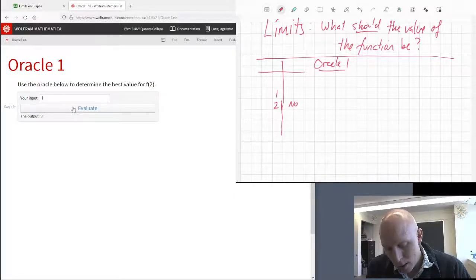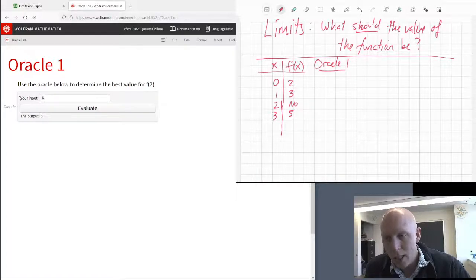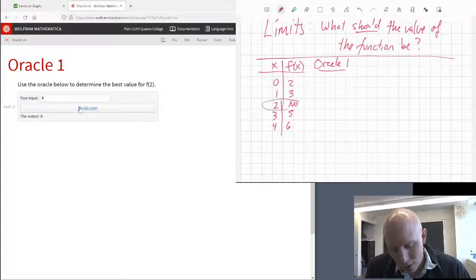So maybe if we plugged in 1, we got 3. For this, x is our input. What is f of x? 1 gave us 3. 0 gave us 2. 3 gave us 5. And 4 gave us 6. So we had a pretty good guess that the function value for 2 was going to be equal to 4. So that's our initial guess: f of 2 is equal to 4.